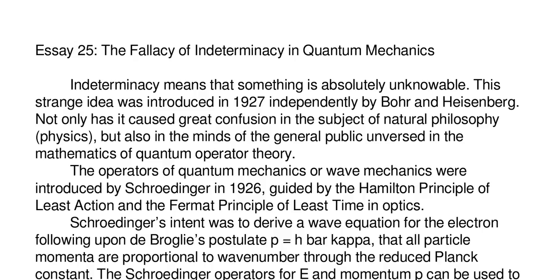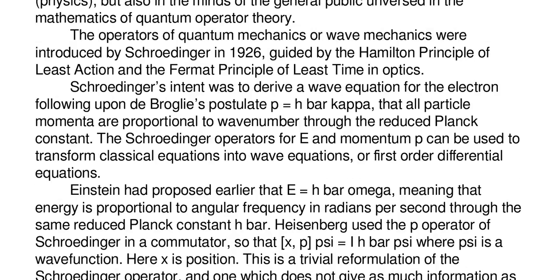The operators of quantum mechanics or wave mechanics were introduced by Schrödinger in the 20s, guided by the Hamilton principle of least action and the Fermat principle of least time in optics. Schrödinger's intent was to derive a wave equation for the electron following upon de Broglie's postulate p equals h bar kappa, that all particle momenta are proportional to wave number through the reduced Planck constant. The Schrödinger operators for energy E and momentum p can be used to transform classical equations into wave equations or first-order differential equations.